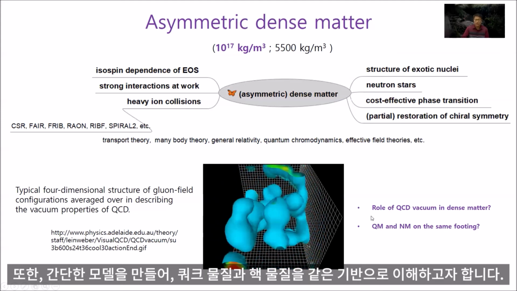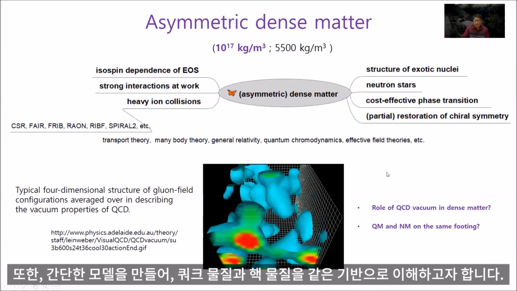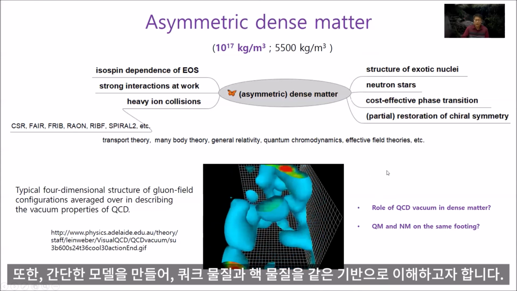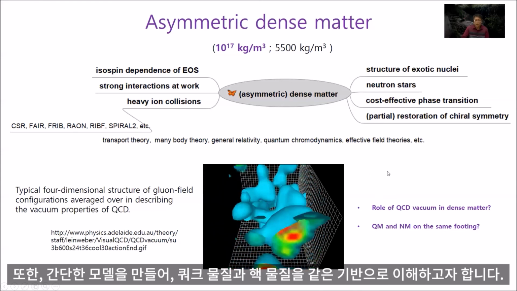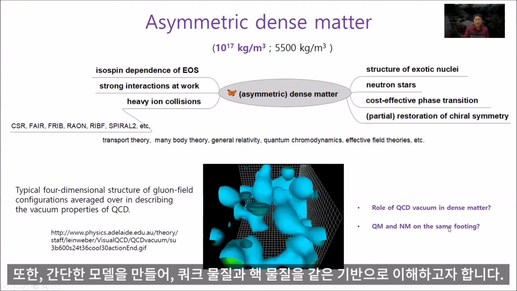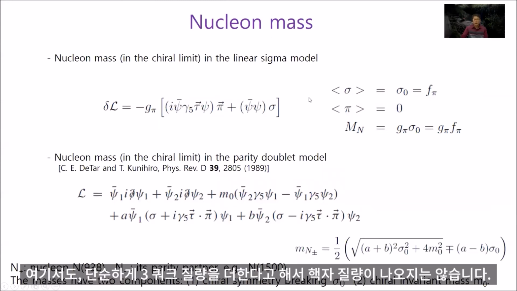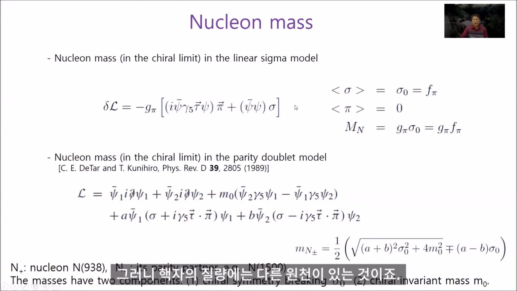And also, I want to make a simple model in which we can understand quark matter and nuclear matter on the same footing. So now back to the nuclear mass. Simply adding up three quark masses doesn't give the nuclear mass. So therefore, there should be some other sources for nuclear mass.